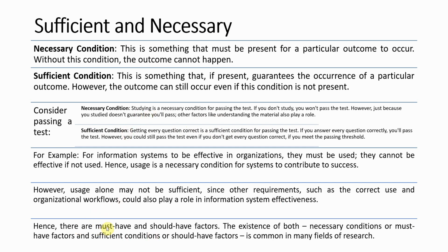Hence, there are must-have and should-have factors. Necessary conditions, or necessary factors, are must-have factors. Sufficient factors, sufficient conditions, are should-have factors. Just remember, if your outcome cannot occur without a particular condition, then that is a necessary condition. If your outcome can occur in the presence or absence of a condition, that is called a sufficient condition.